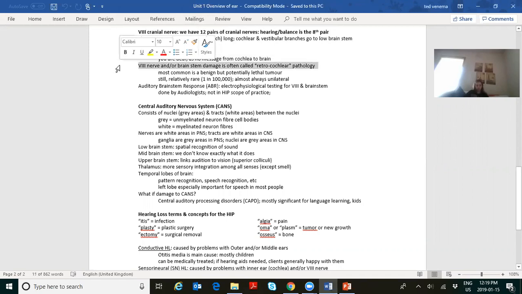Sometimes eighth nerve damage, and they call it the eighth nerve because you have 12 pairs of cranial nerves. Look what I'm highlighting here. You have 12 pairs of cranial nerves. What are cranial nerves? Nerves that come off of the spinal cord inside your skull. Okay? You have 12 pairs. You have one pair for your tongue, another pair for the eyes, another pair for smell, several different pairs for the cheeks and moving the face. So cranial nerves are inside your skull, and you have 12 pairs.